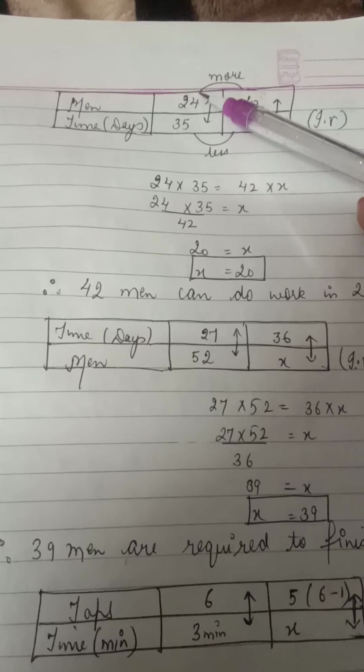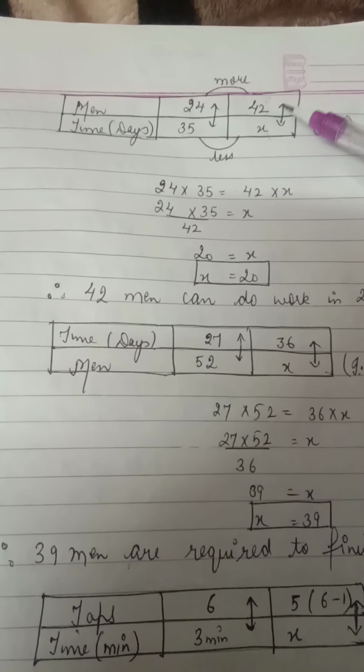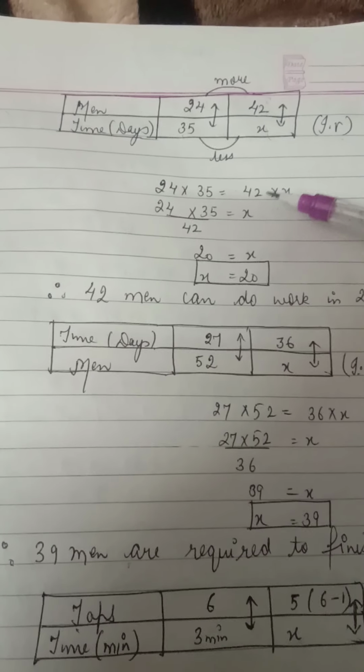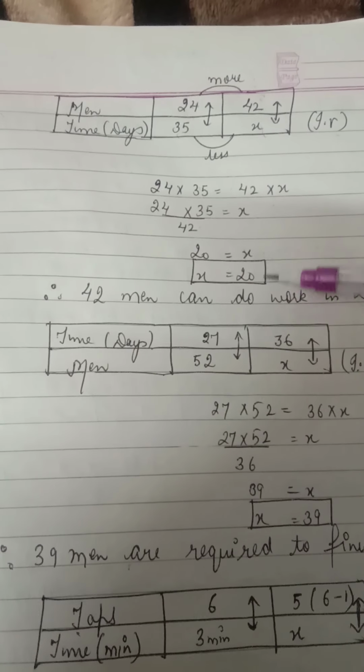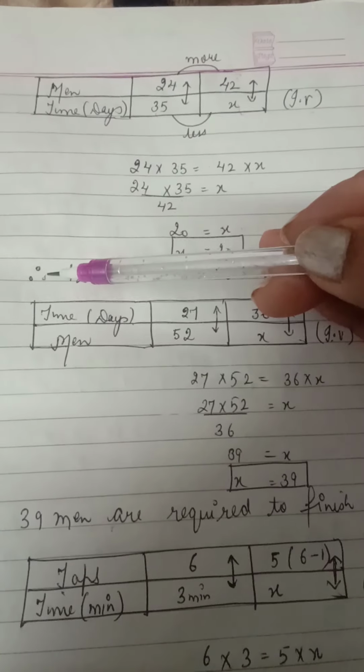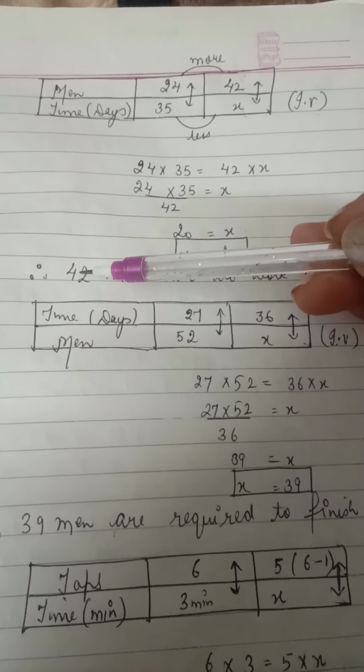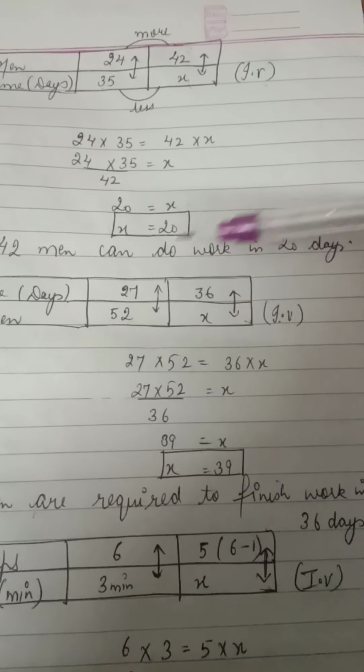So straight multiplication, 24 into 35 equals 42 into x. Keeping x here and whatever is with the x shifted to the other side. On cutting, the value of x is 20. Now check the question. Therefore 42 men will do the work in 20 days.